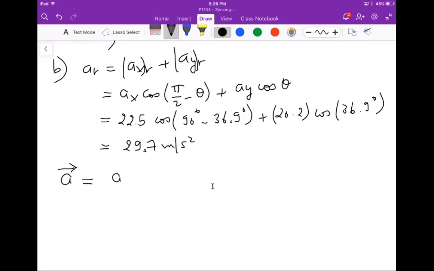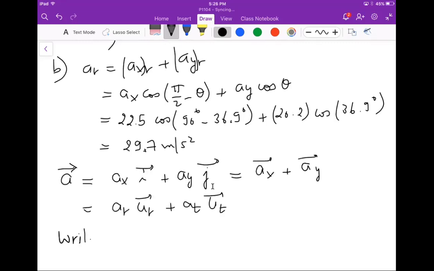Now, how to go from one basis to another? You have to write one in terms of the other. So you can think of this as the vector AX plus the vector AY. Now what you can do is the following: one can write AX and AY in polar coordinates. So how can we do it?